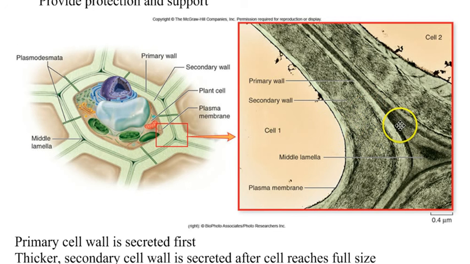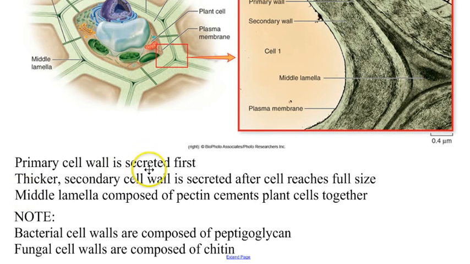The plant cells themselves are cemented together with this area called the middle lamella, which has to be secreted even before the primary cell wall. So the primary cell wall is the first wall secreted. There's a thicker secondary cell wall that's secreted after the cell reaches full size. And then the middle lamella is composed of pectin, and that cements plant cells together. When I was a little kid, my grandmother used to make jelly, and a thickening agent in jelly is called pectin. It's the same stuff here.